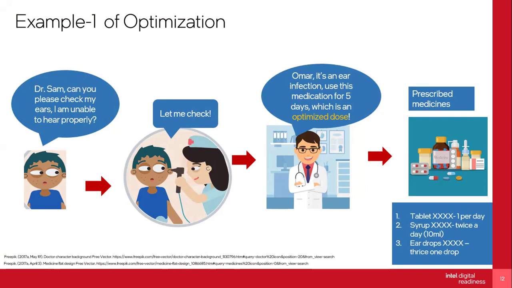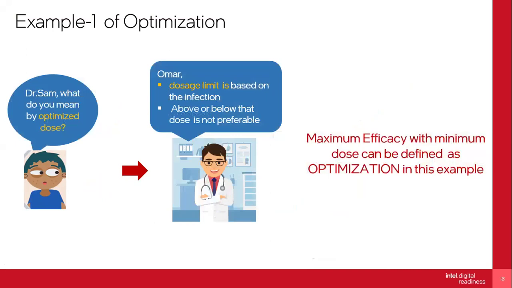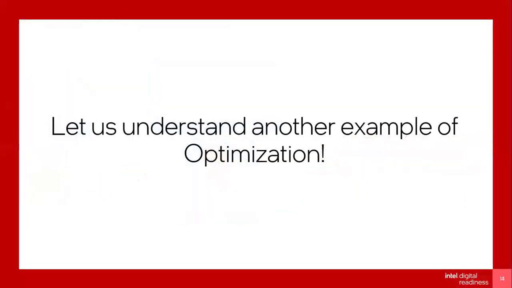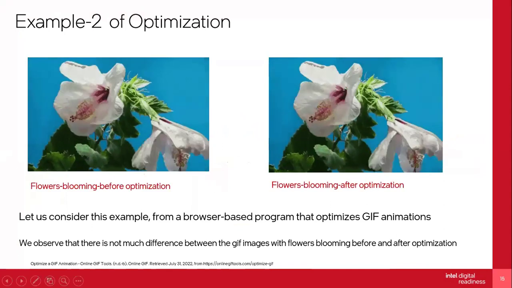So another example I'll give you. Here the optimized dose means the limit is based on the infection, right? So maximum efficiency with minimum dose can be defined as optimization, okay? So another example, see here.